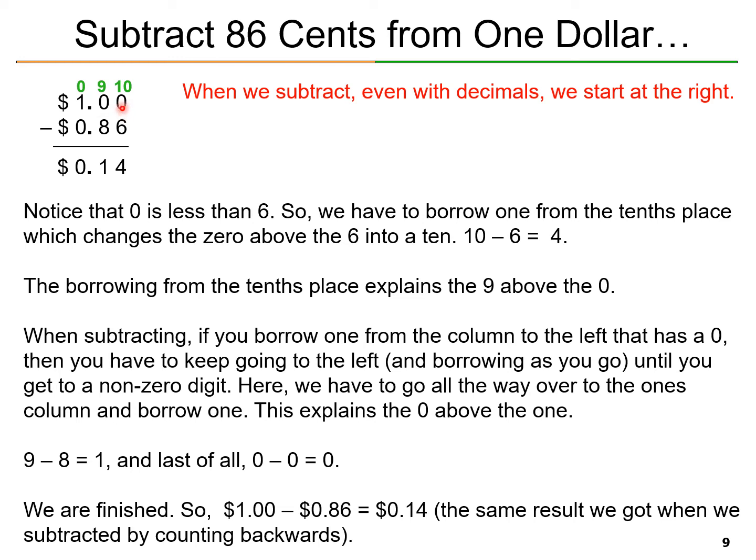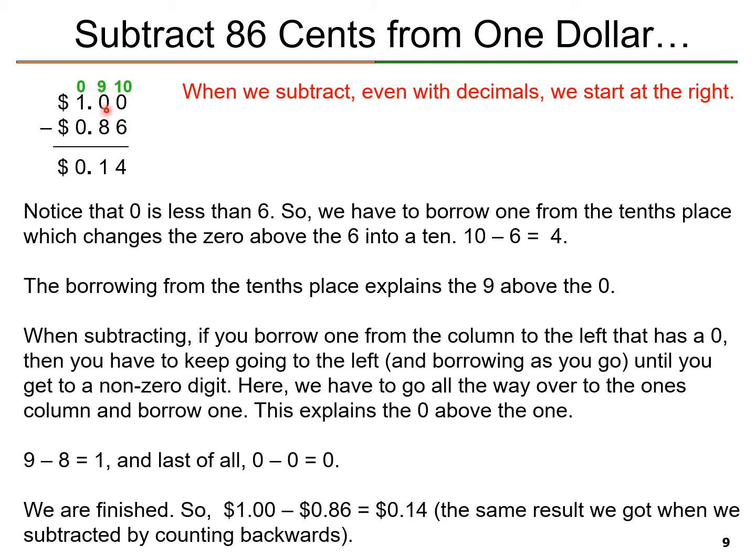So again, here we have a 0. We want to borrow 1, but there's a 0 here. So we've got to borrow 1 for the tenths place from the ones place. So we borrow 1 from the ones place, and then this 0 becomes a 10. 10 minus 1 is 9.